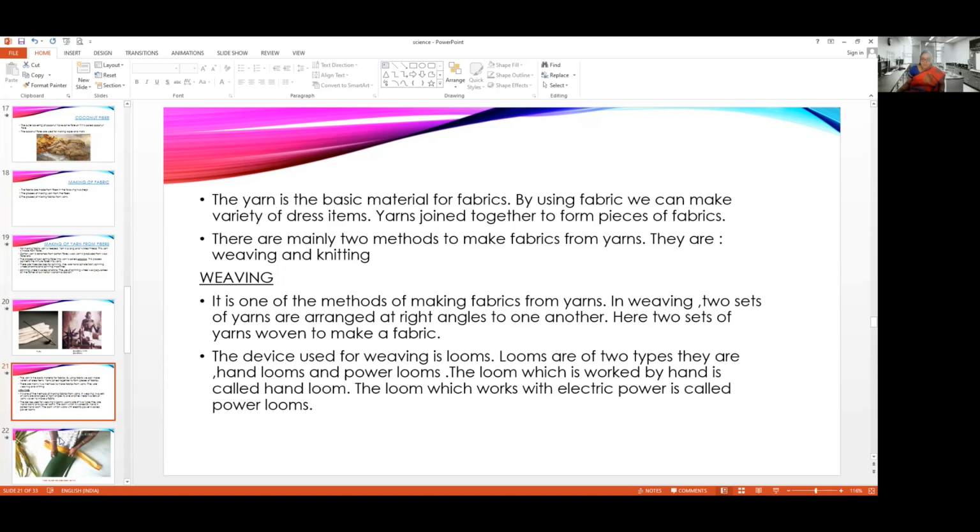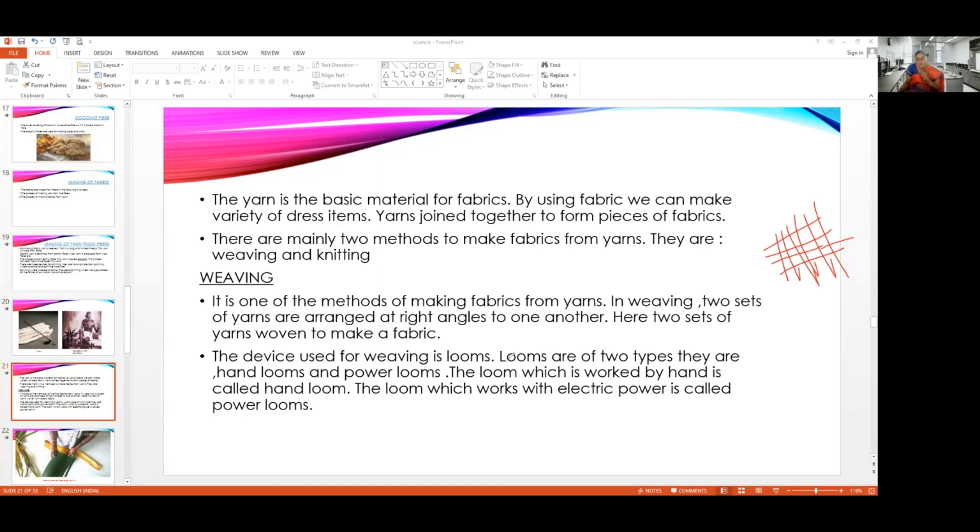In weaving, two sets of yarns are arranged at right angles to one another. That is one like this. Like this also the yarn will come, and this also the yarn will come. If you see a fabric in a very minute manner, you will see it. Okay. So here two sets of yarns are woven to make a fabric.